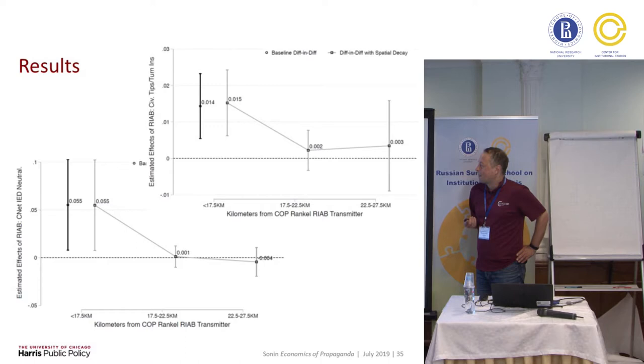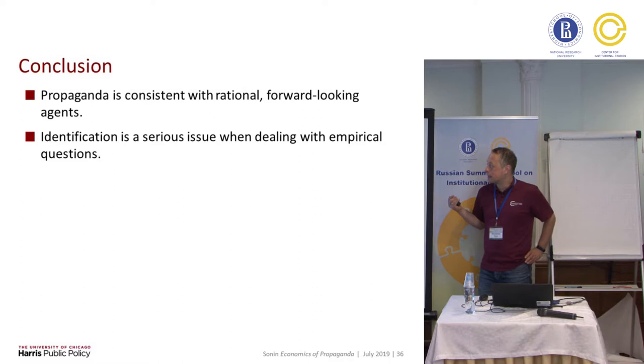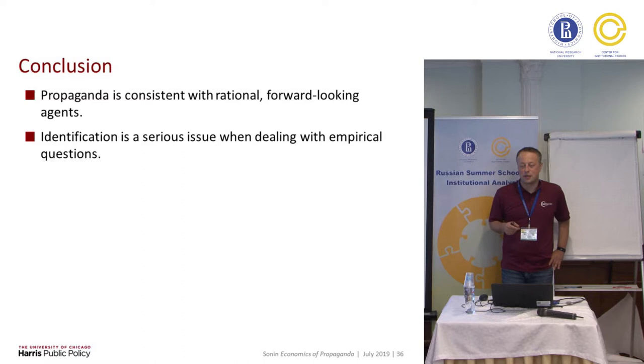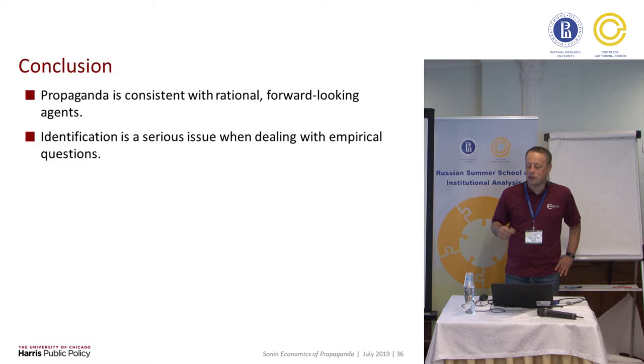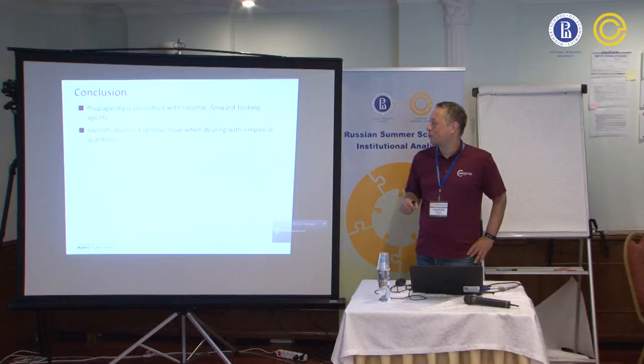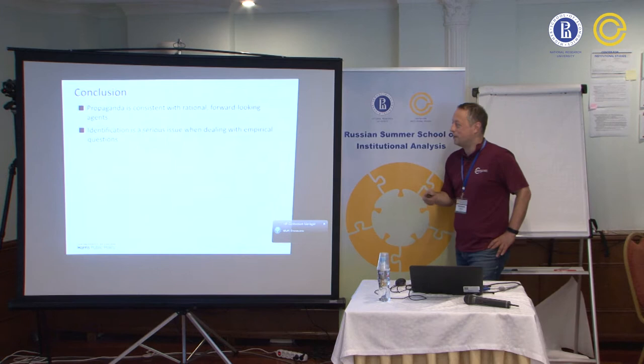Okay, so this is my last slide. The first takeaway is that propaganda is consistent with rational, strategic interaction of rational forward-looking agents. Both the receiver would want to pay to get the biased information and then to act according to the biased information, and the sender would be willing to do this and is able to persuade the receiver to do something.